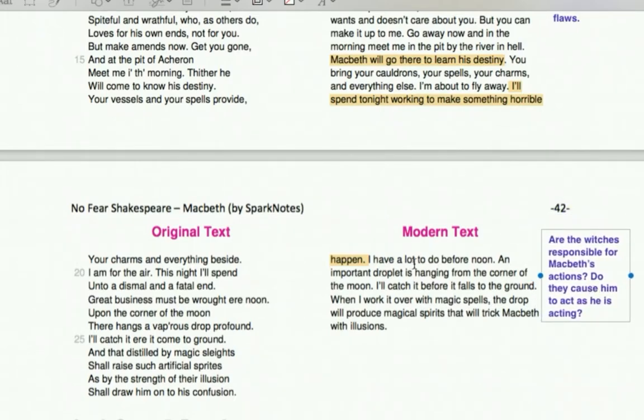She says, "I have a lot to do before noon. An important droplet is hanging from the corner of the moon. I'll catch it before it falls to the ground. When I work it over with magic spells, the drop will produce magical spirits that will trick Macbeth with illusions."